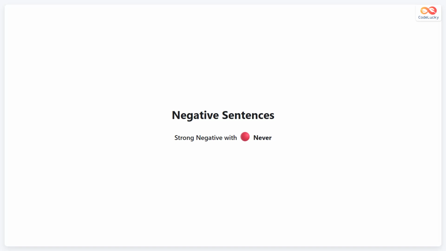Negative sentences are used to show that something is not true or does not happen. Today, we will focus on strong negative sentences using the word never. Never means not ever or at no time. It helps us express strong denial or refusal.